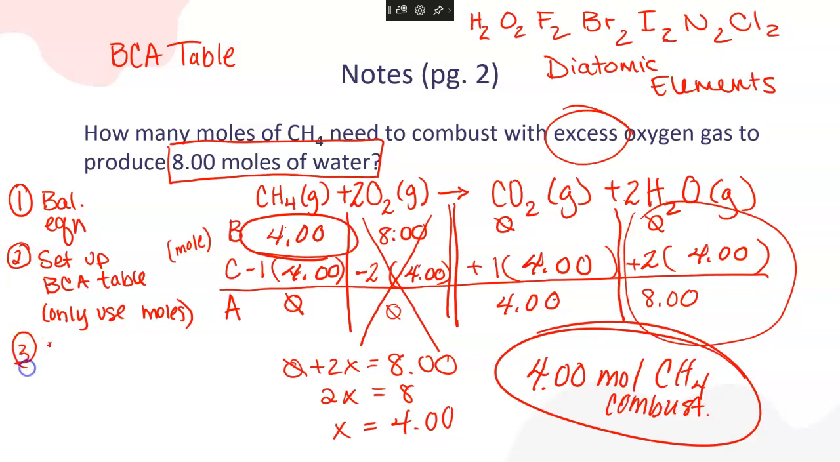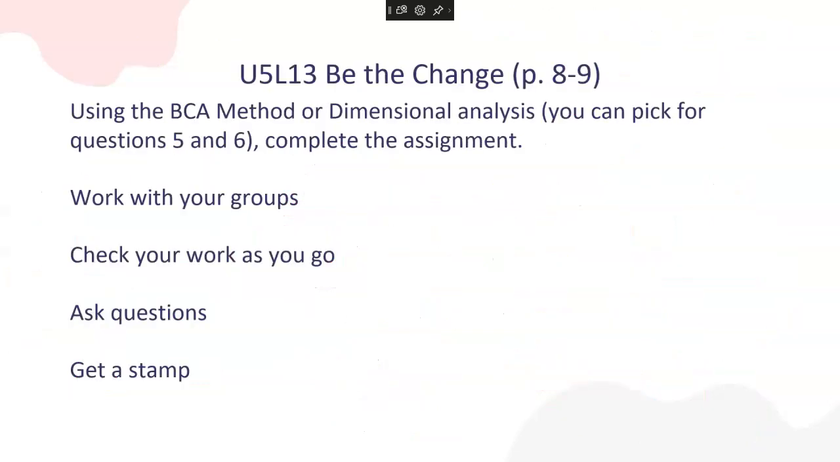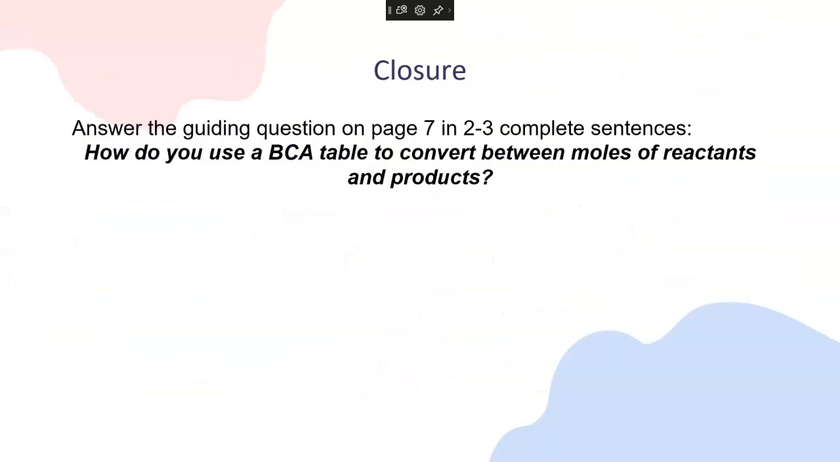Now, here we go, is a solve and circle answers. These we're going to come back to after we do some practice. You have 4 questions. So you'll do some practice, then answer the BCA table.